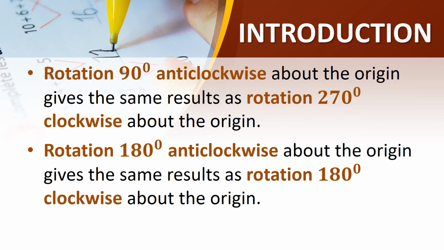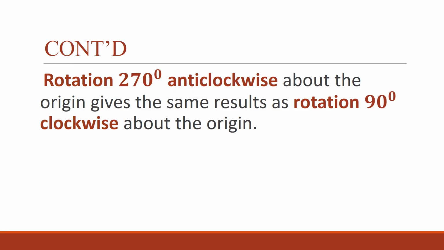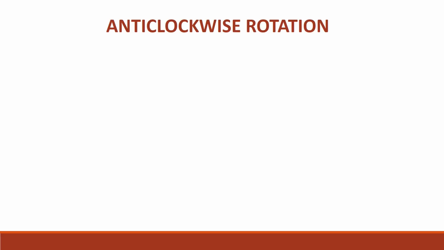Also, rotation 180 degrees anticlockwise about the origin gives the same result as rotation 180 degrees clockwise about the origin. And finally, rotation 270 degrees anticlockwise about the origin gives the same result as rotation 90 degrees clockwise about the origin. I would like to derive the various formulas for the types of rotations we have.